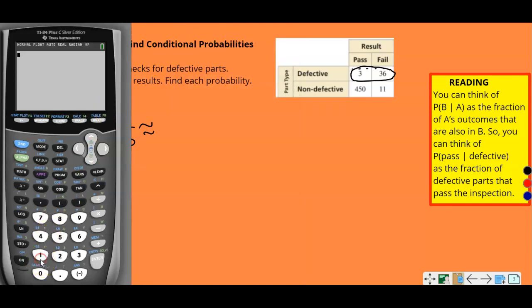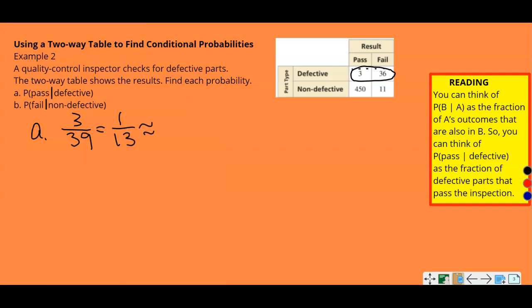1 divided by 13. So that's going to give us about, again, decimal, make it a percent, you move it over 2 decimal places. So that's going to be about 7.7%. So again, using the table, as long as you're looking at the right stuff in the table, using the table is a little bit easier in my opinion.